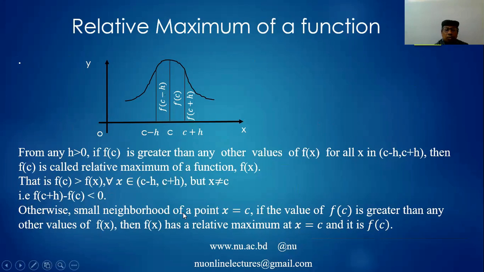Otherwise, in a small neighborhood of a point x equal to c, if the value of f of c is greater than any other values of f of x, then f of x has a relative maximum at x equal to c, and it is f of c. So my students, in a small neighborhood of the point x equal to c, among all the points very close to c, if f of c is greater than any other values of f of x, then f of x has a relative maximum at x equal to c, and it should be f of c.